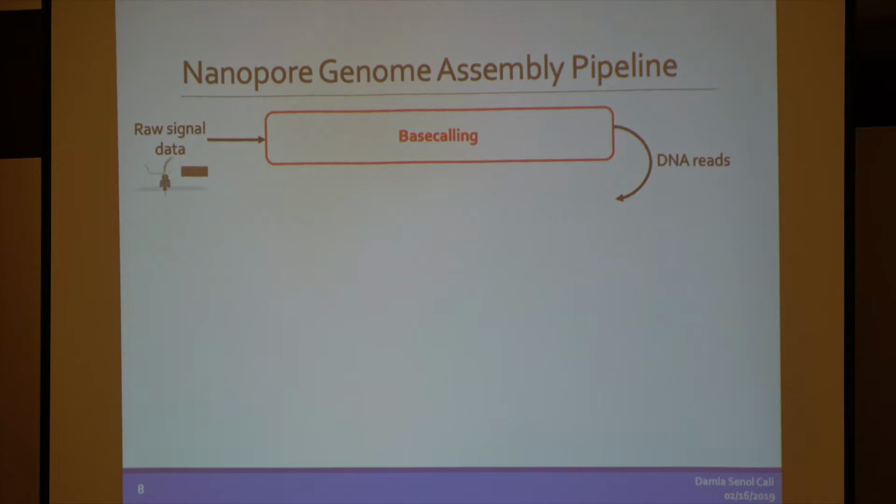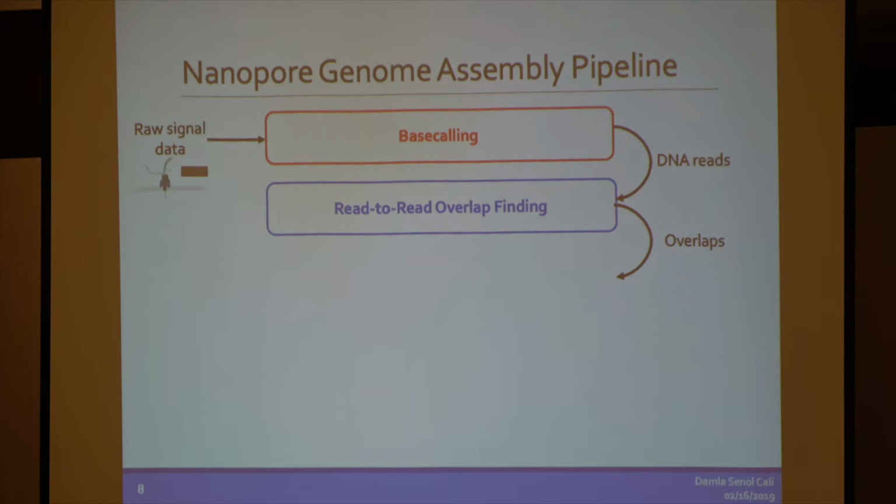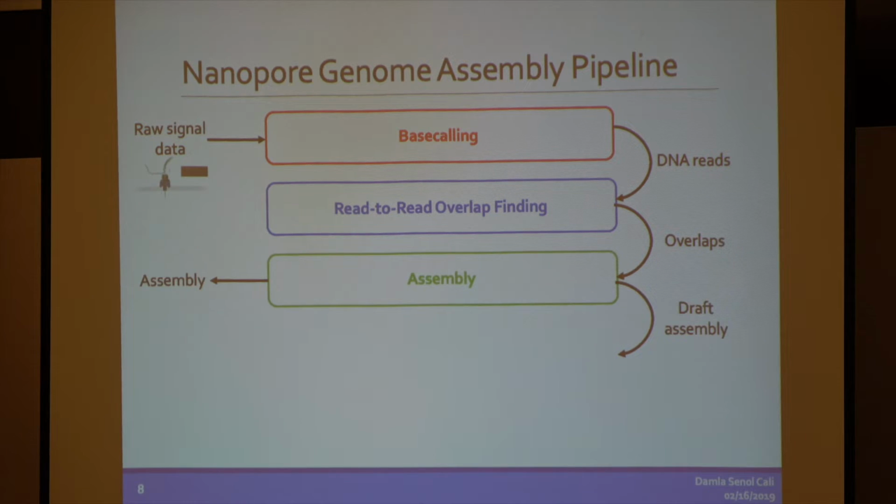So we have the current signal data from the nanopore sequencer, and then how do we end up constructing the assembly? We first need to convert this raw signal data into the DNA reads, which have A, C, G, Ts. This step is called basecalling, the initial step of the pipeline. And then, to merge these long reads into even longer sequences, we first need to find the overlaps between each pair of these base-called DNA reads, and then with the help of this overlap information, we can merge and construct the assembly.